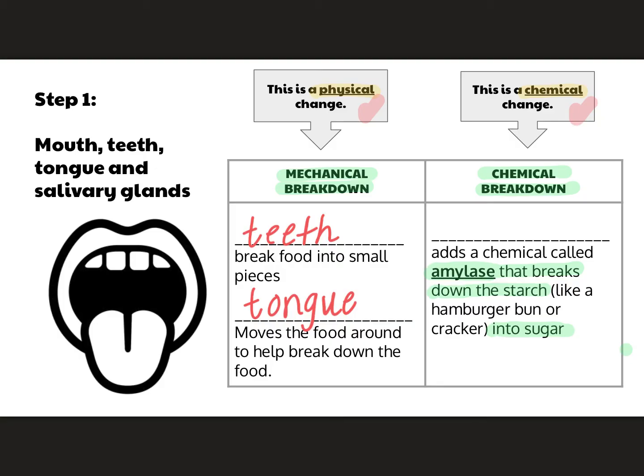We also have something called saliva. Saliva comes from salivary glands. Salivary glands secrete or give off saliva. Inside the saliva, there's a chemical called amylase. Amylase breaks down starch into sugar. So, for example, if you eat carbohydrates like a hamburger bun or rice or pasta or a cracker, the chemical breakdown of those types of foods begins in the mouth.